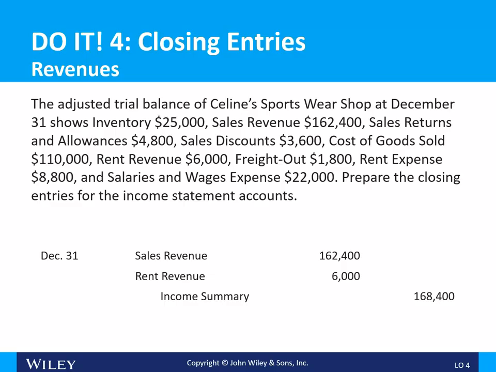Remember, if it doesn't specifically say, you're going to assume that the balance given is a normal balance. So sales revenue and rent revenue have a normal credit balance. We assume they have credit balances, and we're going to close those with a debit to those accounts, credit to income summary.